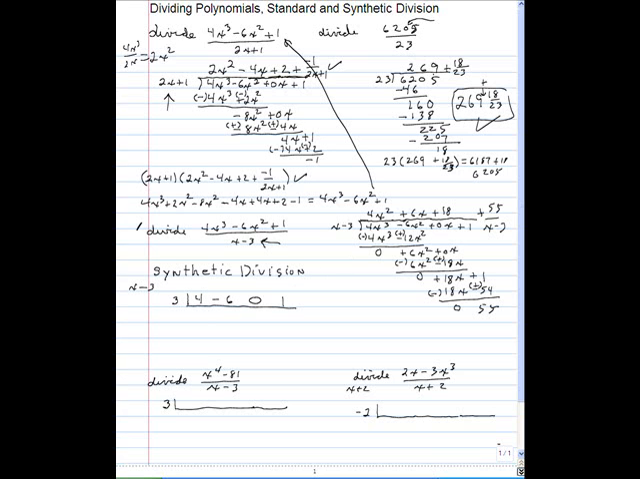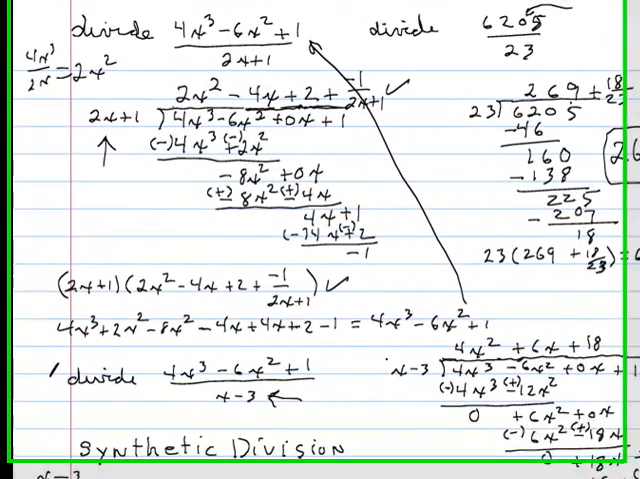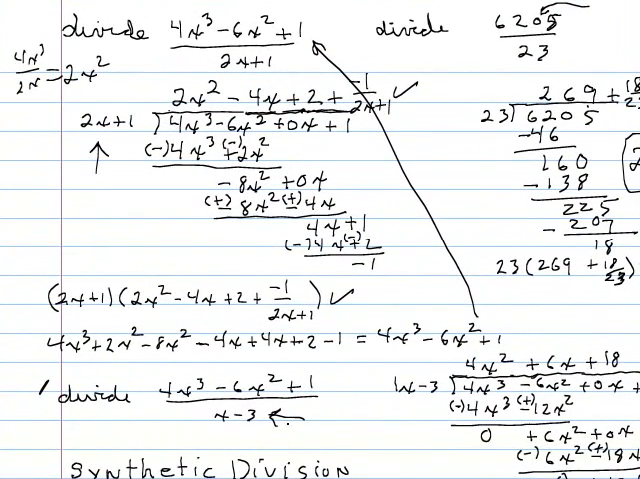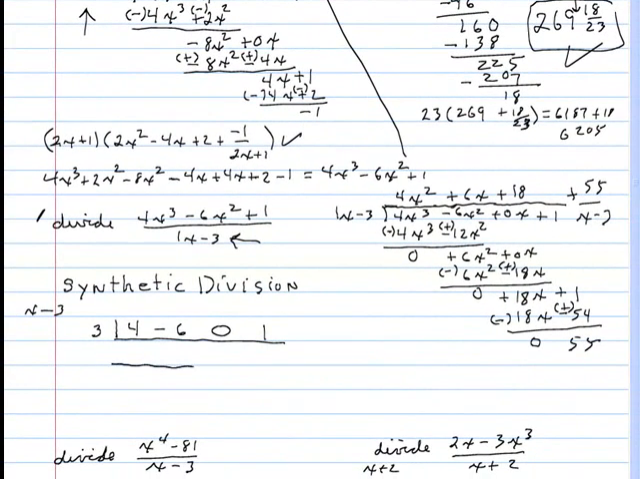Instead of putting 4x cubed, I just put a 4. -6x squared, just -6. 0x, just a 0, and plus 1, just a 1. Now notice that the first number in my answer is always the same as the first number in my problem if the coefficient of x is 1, which it is in our case. So for my first number of my answer, I'm just going to bring the 4 down.